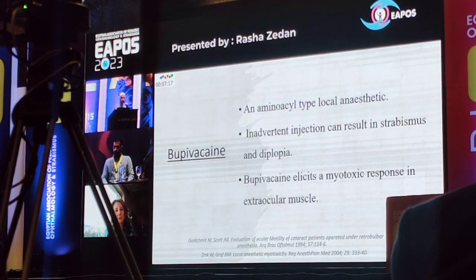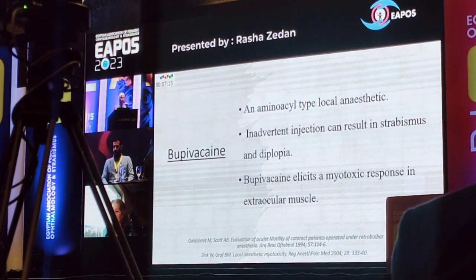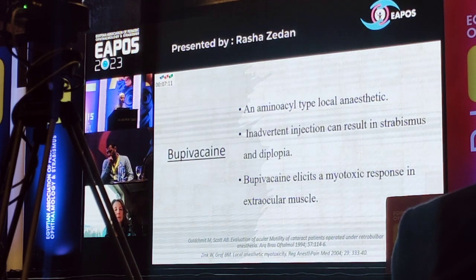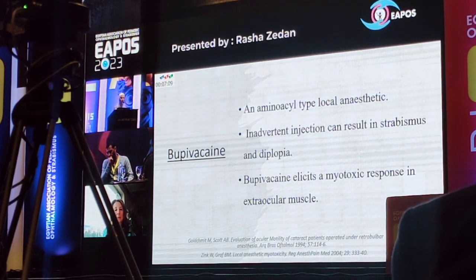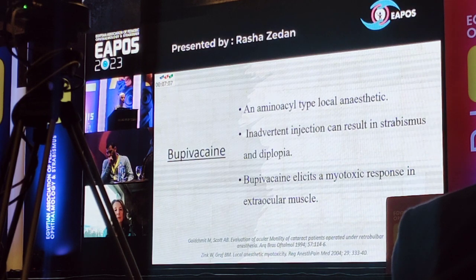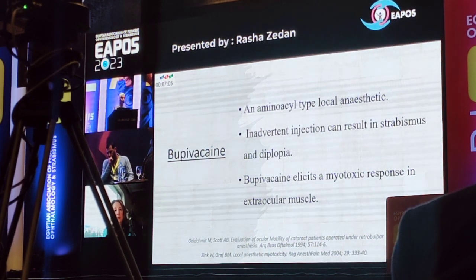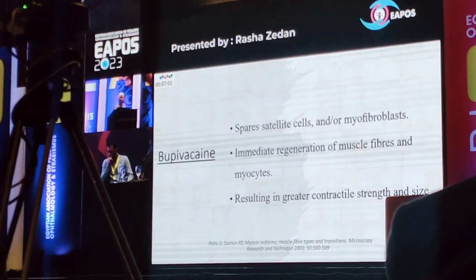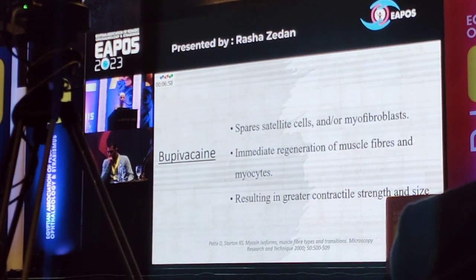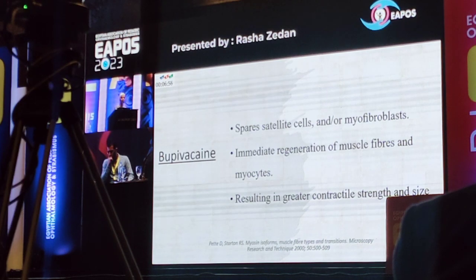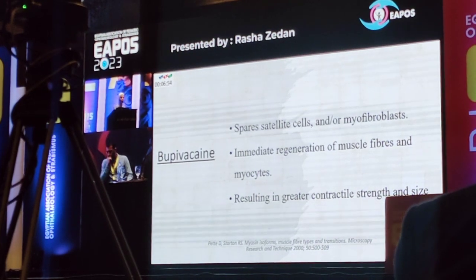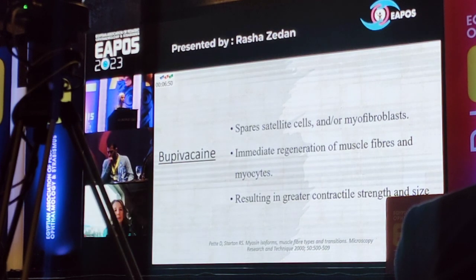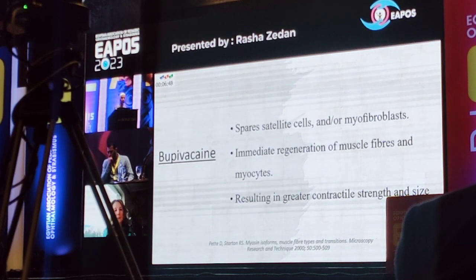Bupivacaine is an amino-amide local anesthetic. Its inadvertent injection can result in strabismus and diplopia. Once injected into the extraocular muscles, bupivacaine elicits an immediate myotoxic response. However, it spares the satellite cells and the myofibroblasts. This allows for immediate regeneration of the muscle fibers and myocytes. The resulting myocytes are of greater contractile strength and size.